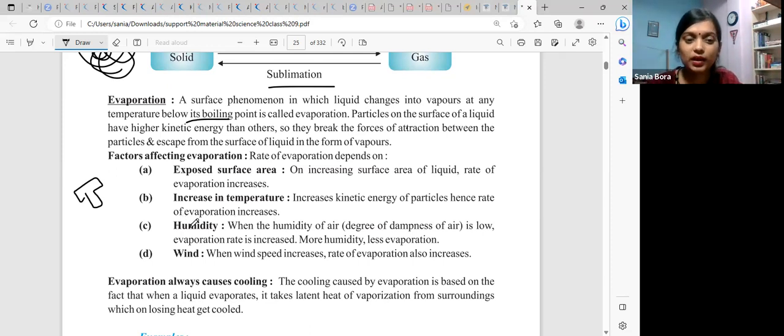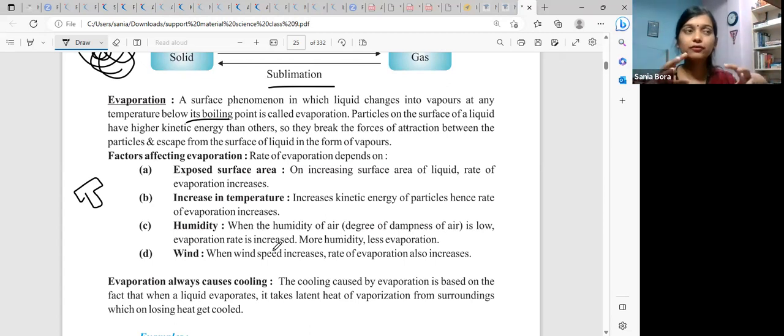Yeah. Then humidity. Humidity is the degree of dampness of air, a mixture of moisture and all that. When humidity is low, the evaporation rate is increased. Very, very important. So humidity should be low, then the rate of evaporation will be high.